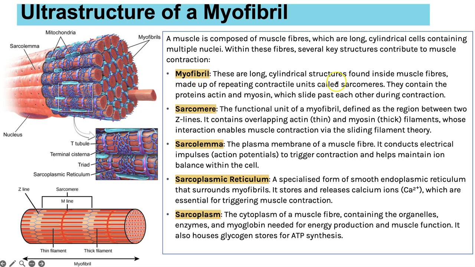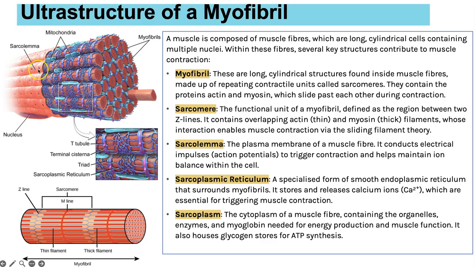And the myofibril, which contains the sarcomeres, contain the proteins actin and myosin. And it's the actin that slides across the myosin during a muscle contraction. Then we've got the sarcomere, which we can see down here. We've got one sarcomere shown. This is that functional unit of a myofibril, which is defined as the region between two Z lines. So we've got the Z line here, Z line there, that indicates one sarcomere. And within your sarcomere, you have actin overlapping the myosin proteins. And actin is the thin filament, myosin is the thick filament.